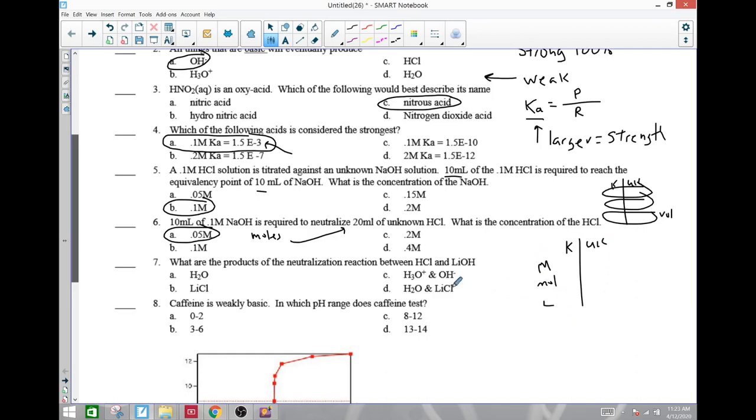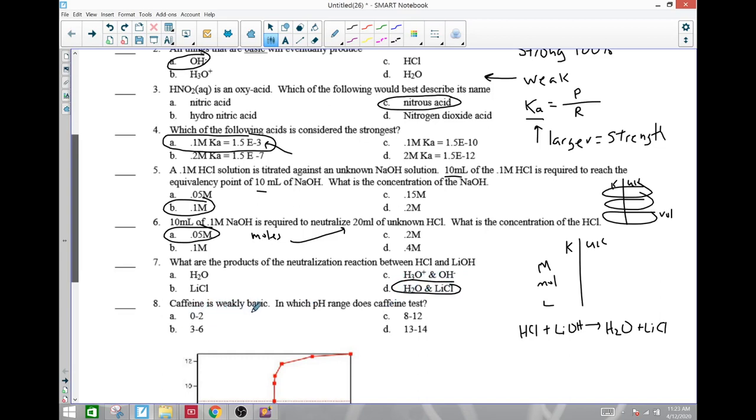But there you go. What are the products of the neutralization reaction between this acid and this base? It's just going to be HCl plus LiOH yields H2O plus LiCl. And therefore my products are these right there.